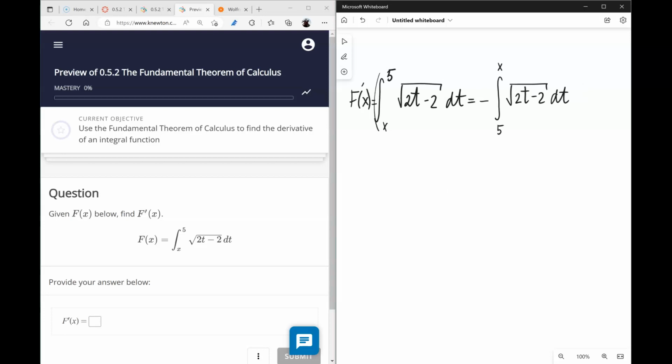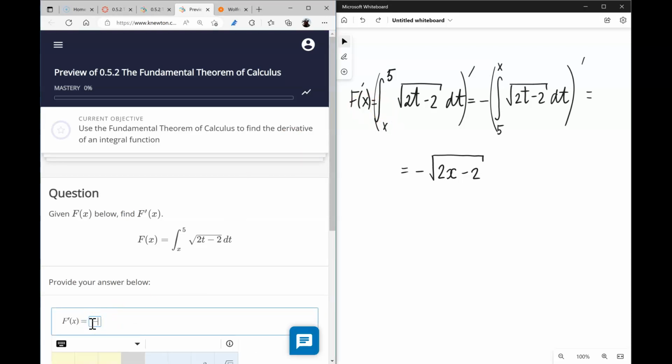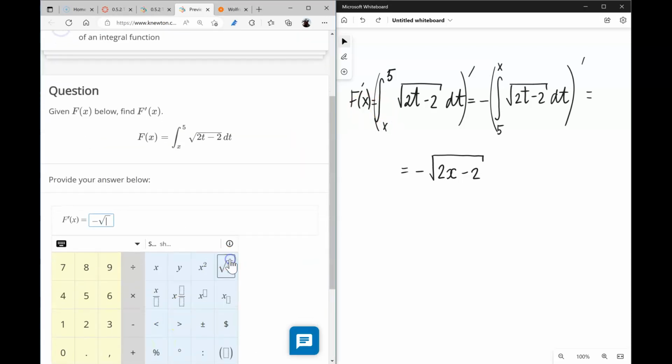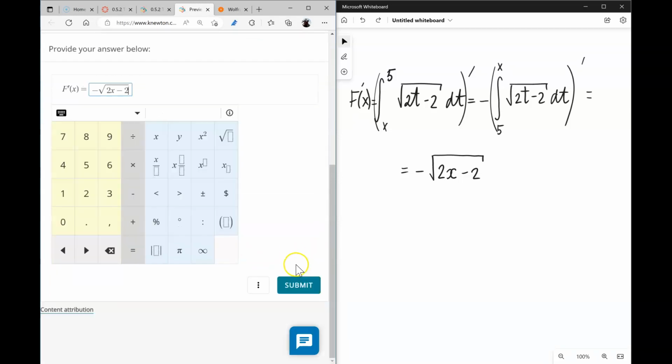So to find the derivative, we have to differentiate this. And according to the fundamental theorem of calculus, it is simply the integrand evaluated at the upper limit, which is our variable. And that's it. If here we had another function, let's say g of x, then we would have multiplied by g prime of x after plugging in g of x into the function, but we only have x, so we got the answer. The answer is negative square root of 2x minus 2.